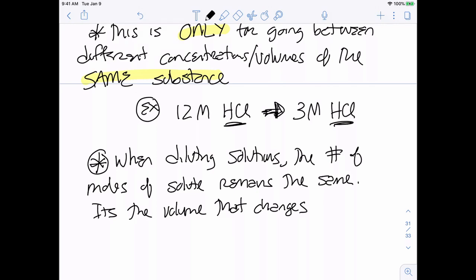This is important, and it's a really common question I ask. The number of moles remains the same when we're diluting it. So be careful for that. It's going to be our volume that changes.